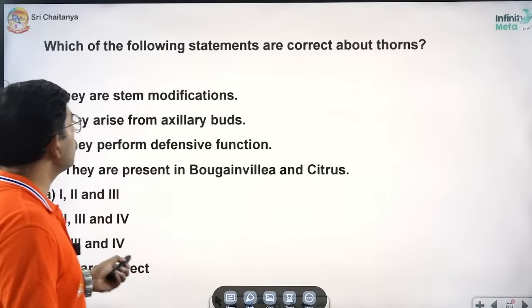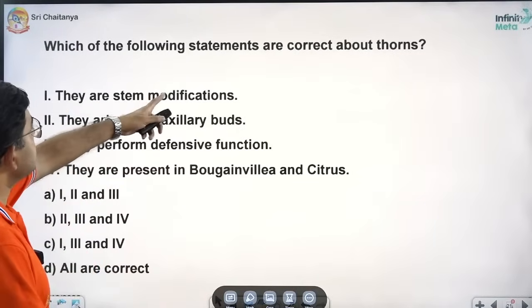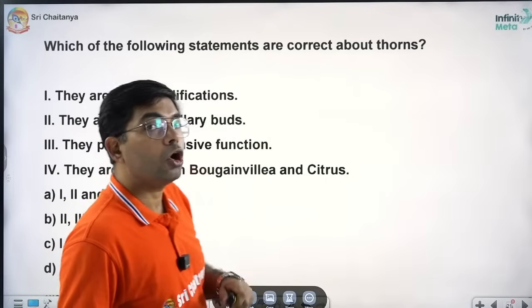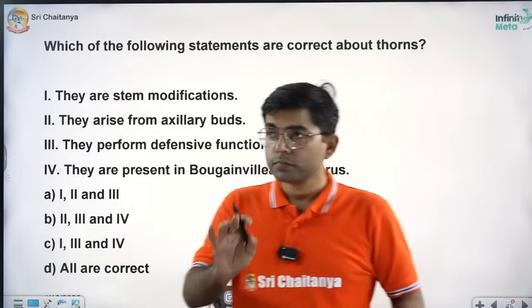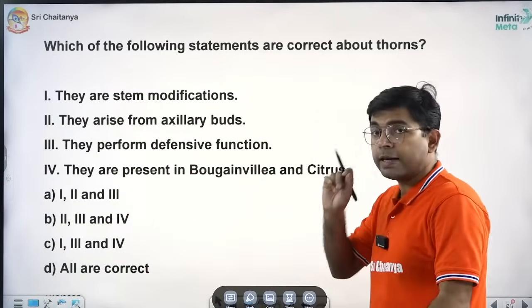Fourth one is wrong. Which of the following statement are correct about thorn? Right? Now here stem thorn.